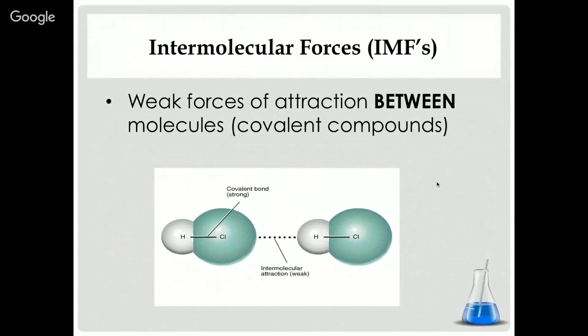Okay, intermolecular forces, or IMFs for short, are very weak forces of attraction that occur between neighboring molecules in a covalent compound. So recall that this attraction between an atom and another atom is called a bond. This is a covalent bond. The attraction between neighboring molecules is weak, and that's called an intermolecular force.